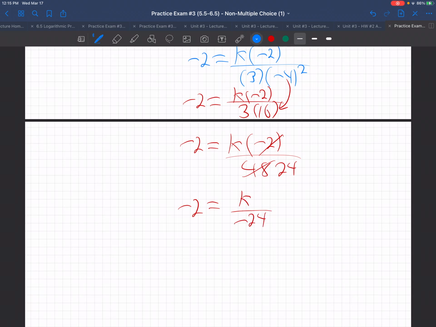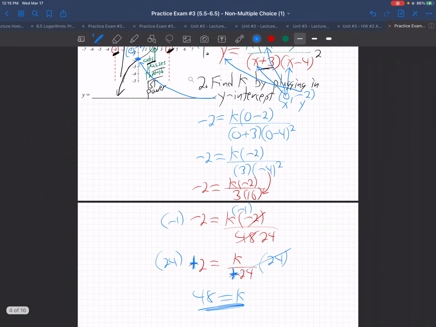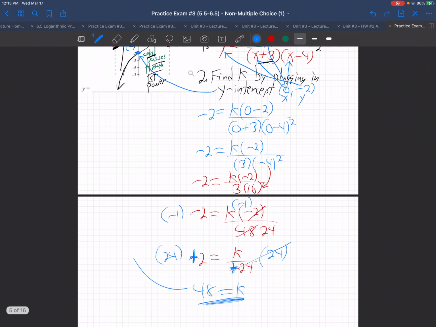Hey, let's just get rid of the negative right now. Just multiply both sides by -1. Positive, positive, right? Finally, so this is positive 24, positive 2. How do you solve for k? Multiply both sides by 24. Boom. K equals 48. There it is. So k is 48. So then bring that back up here.